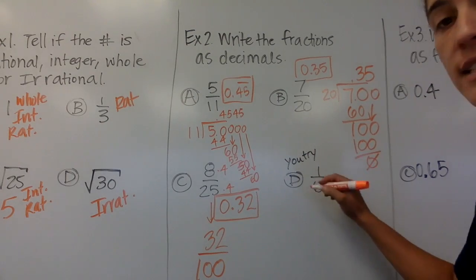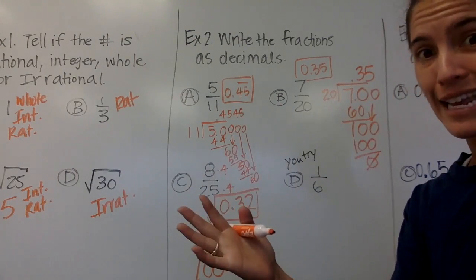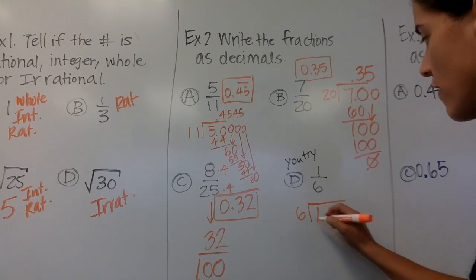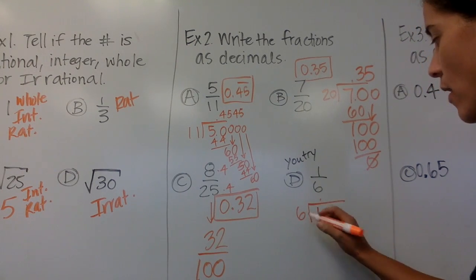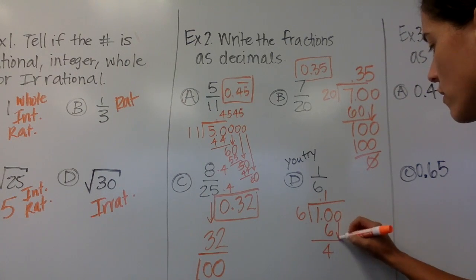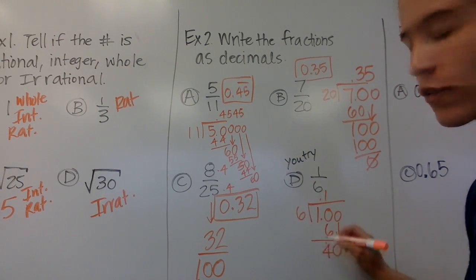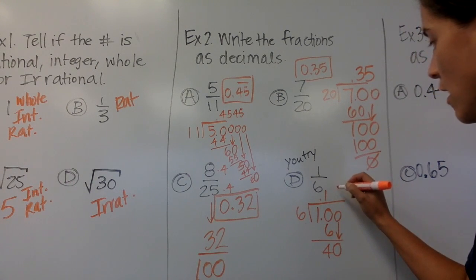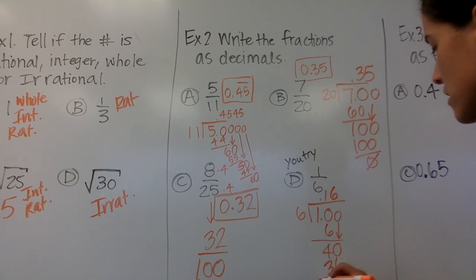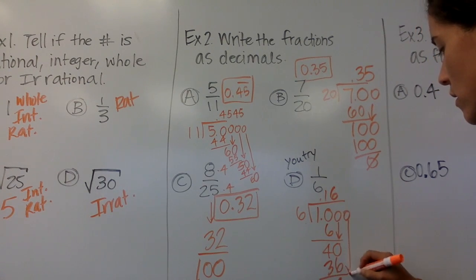All right, so this, I can't think of how to get 6 to 100. So I'm going to divide. 1 divided by 6. I add a decimal and a 0. 1 times 6 is 6. Now I'm left with 4. 6 will go into 40 6 times. 6 times 6 is 36. And I'm left with 4.